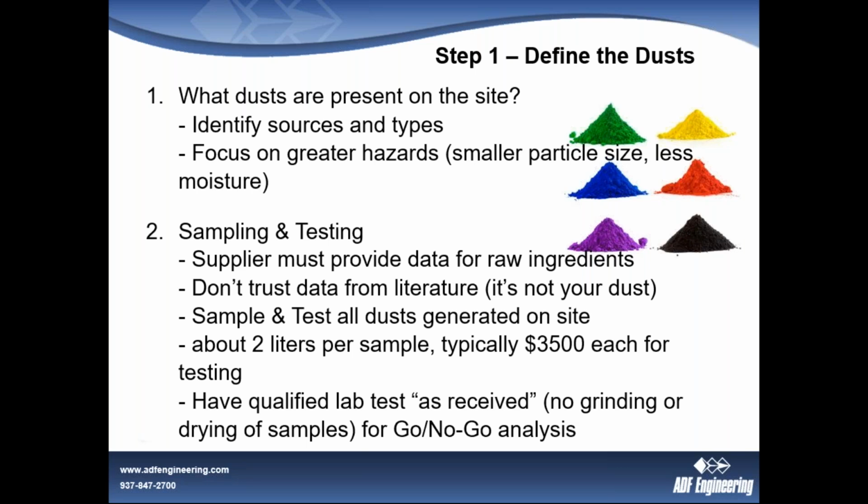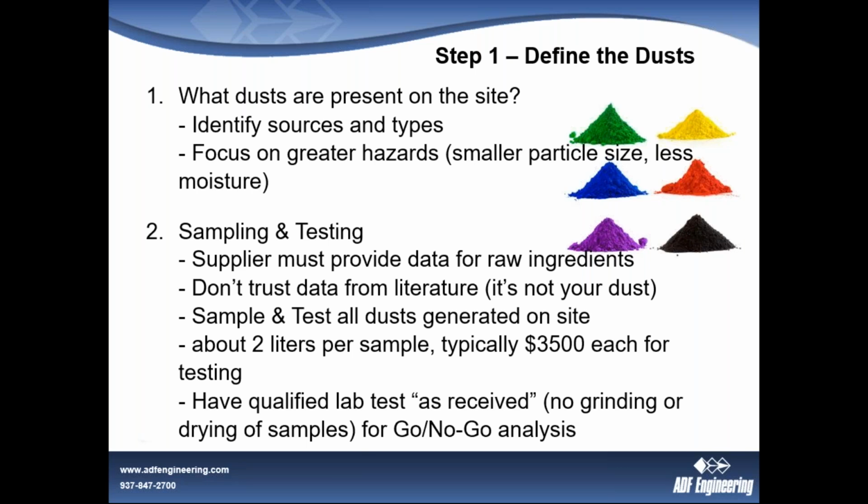Now the testing labs, they'll say, well, I need so many grams for this test and so many grams for that test, and then they'll inconveniently say, I need so many milliliters of that. So they mix and match volumes and weights. Really about 2 liters is what you need. And I've generally found that this costs $3,500-ish per sample to get all of the basic tests done. Okay, now there may be some additional testing that you may want based on your specific requirements that would be over and above that. Typically, I find that around $3,500.